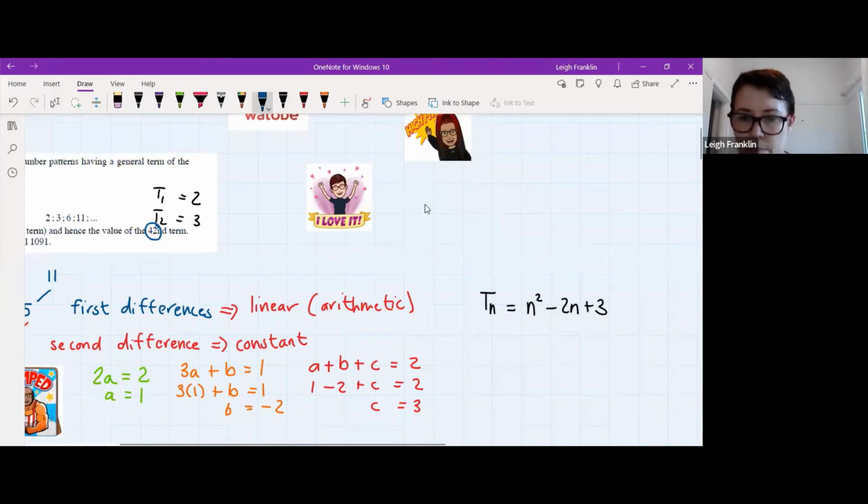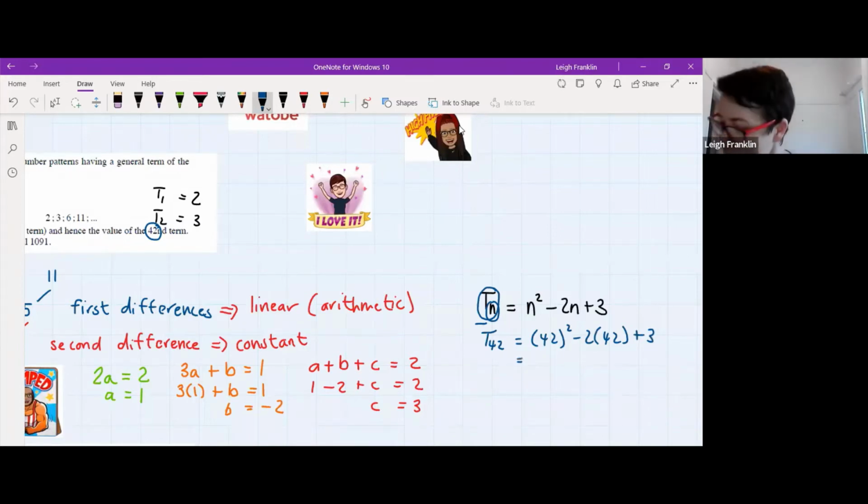Are we not gonna replace it in the Tn? Okay, so in other words, am I going to replace this whole thing with 42 or am I just going to replace the n with 42? The n with 42. Exactly. So the value of the 42nd term means work out Tn when n is 42. So we write it like that: 42 squared minus 2 times 42 plus 3. And that's how we would work out the value of the 42nd term.